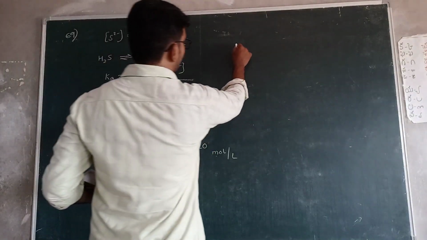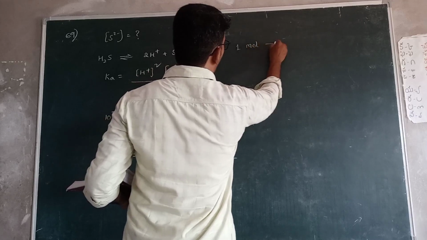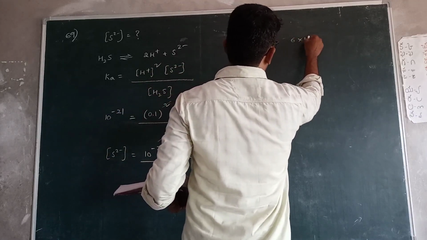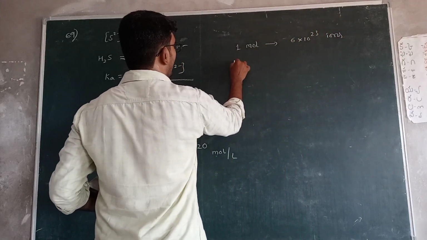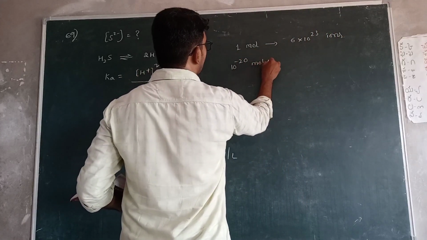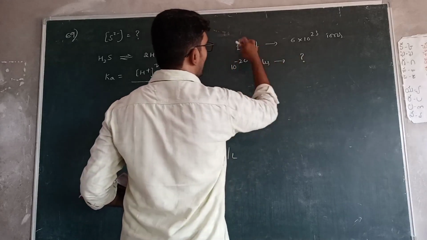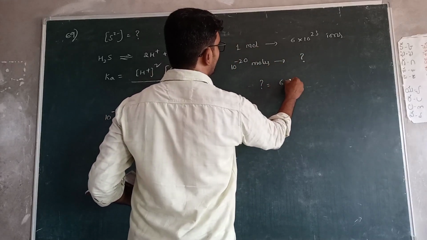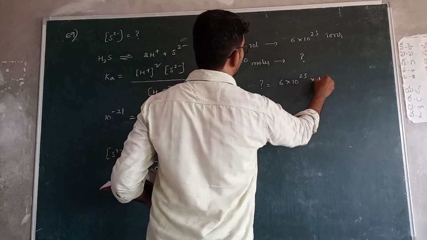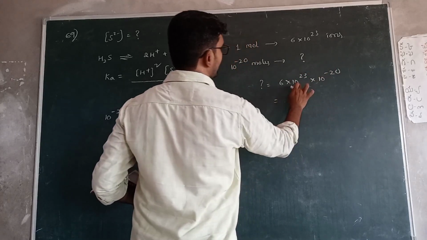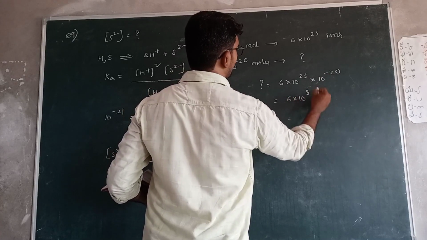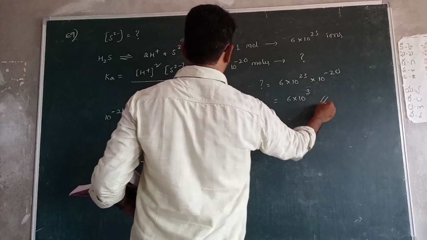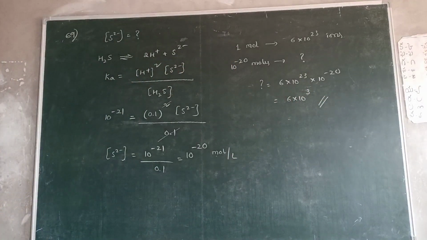But we know that 1 mole contains how many ions? 6 into 10 to the power of 23 ions. Then 10 to the power of minus 20 moles contains how many ions? Cross multiplication. 6 into 10 to the power of 23 into 10 to the power of minus 20. 23 minus 20, so 6 into 10 to the power of 3 ions are present. 6 means that is 6.023. Okay, right.